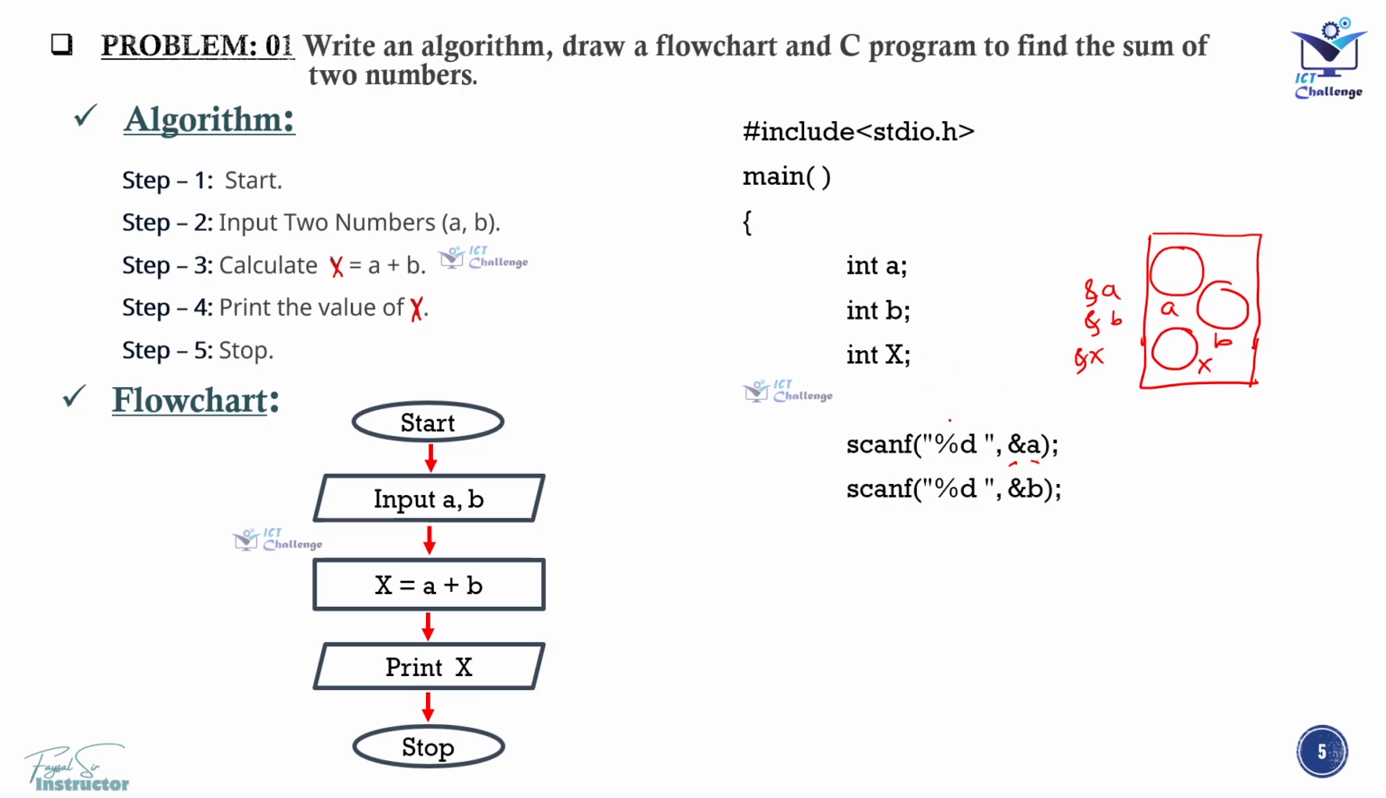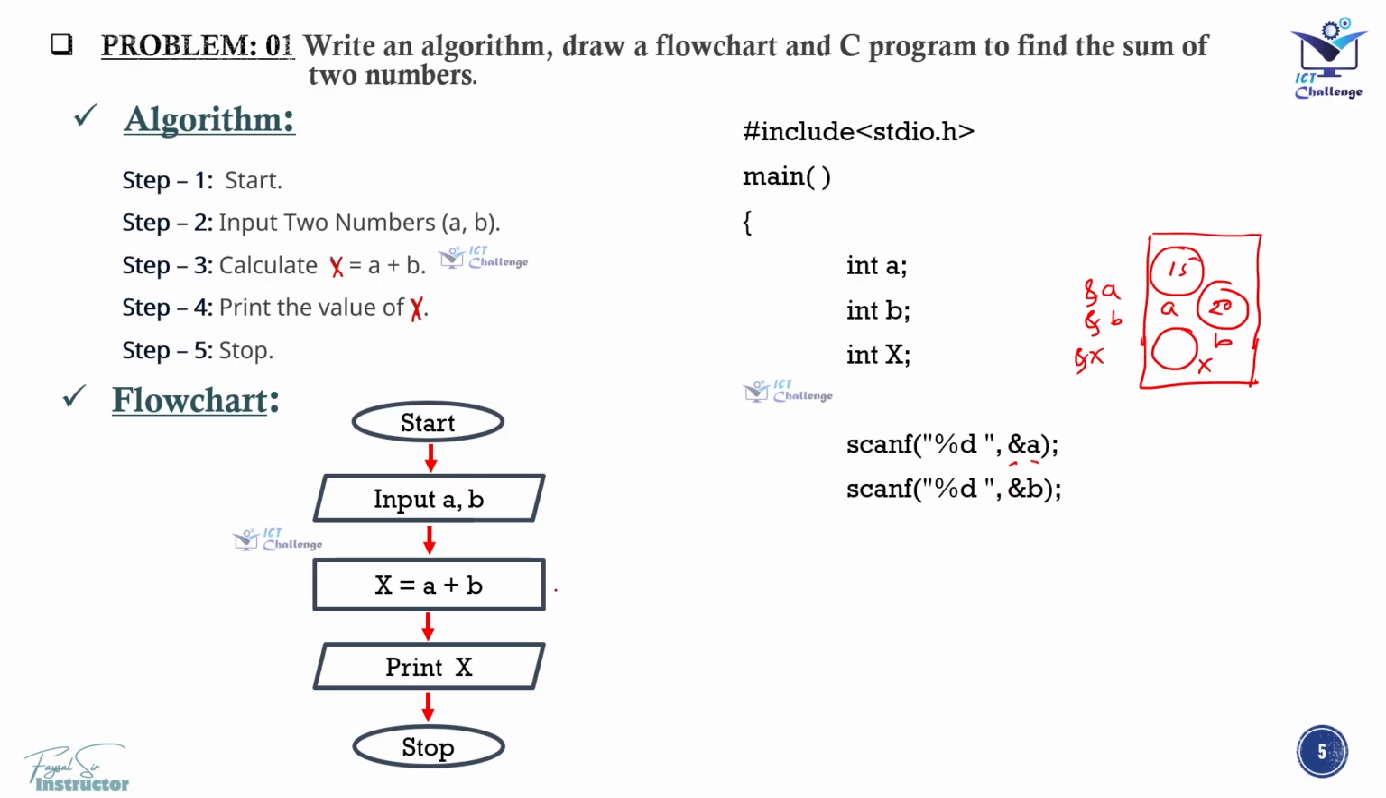Then again we need another input for b. So here also I use %d, then comma, ampersand of b. That means in this b you have to take another value, right? Okay, so for an example we can keep many kinds of values, like I write here 15 and 20.